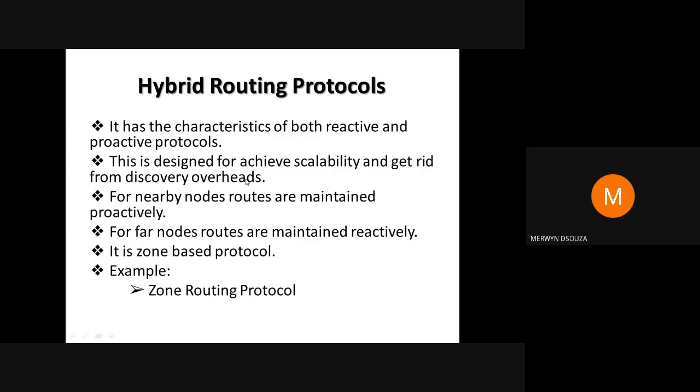For nearby nodes, we use proactive methods, and for far away nodes, we use reactive routing methods. So let's take an example and see how it works. One example of that kind of hybrid algorithm is zone routing protocol.